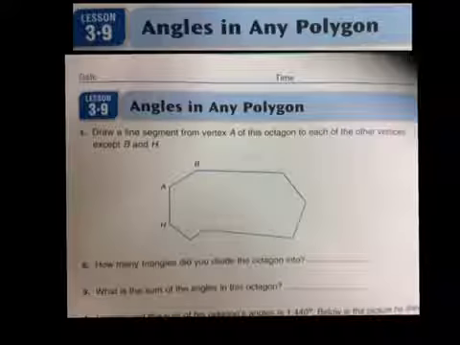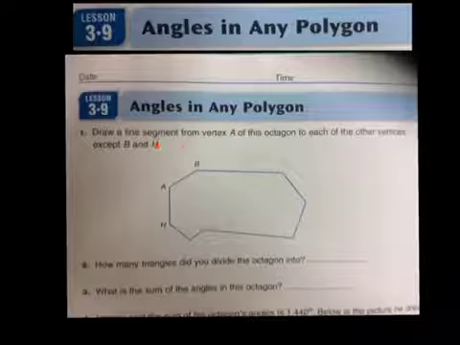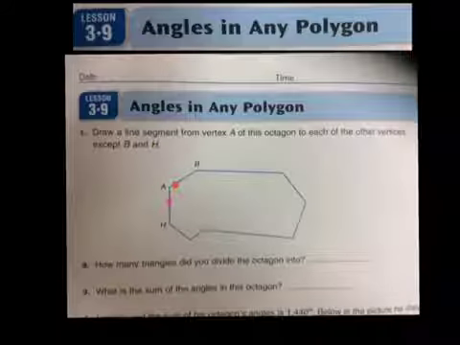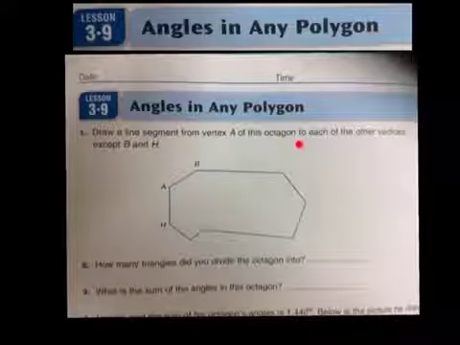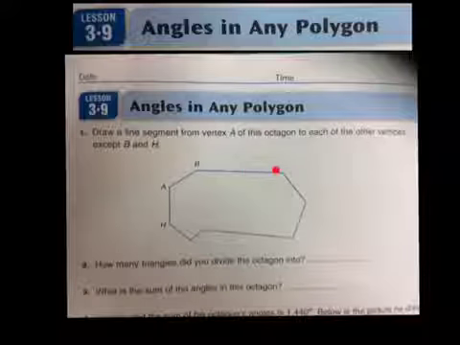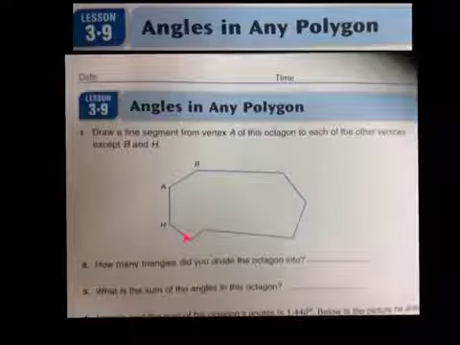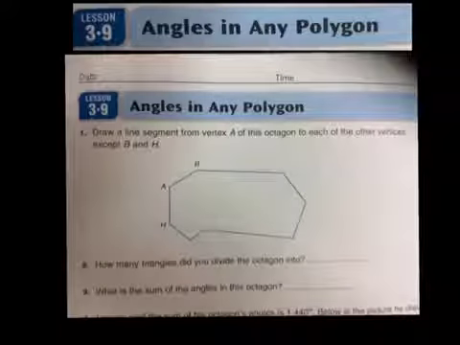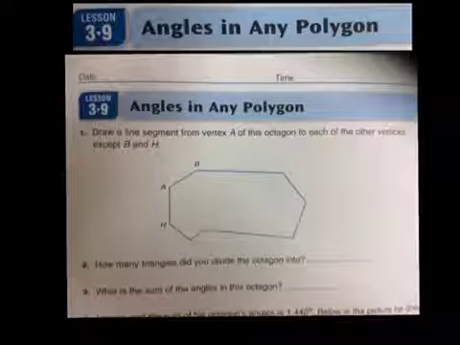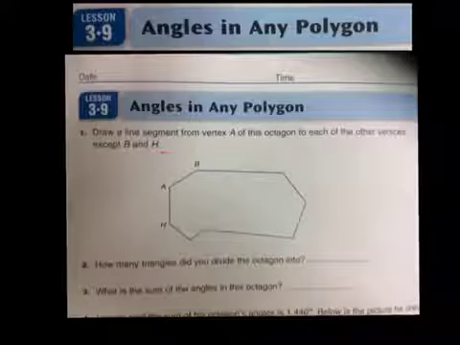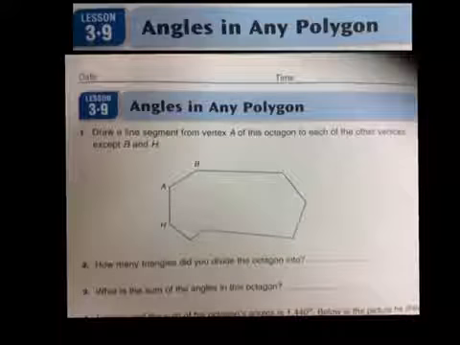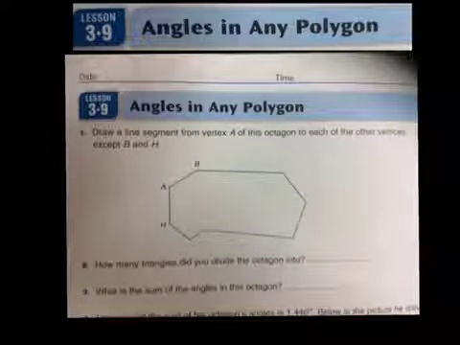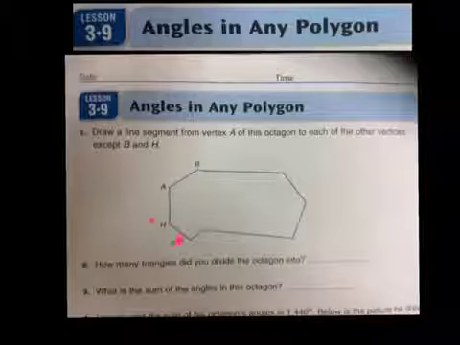For number 1, we are asked to draw line segments from vertex, the little corner, A, of this octagon, so octagon meaning 8: 1, 2, 3, 4, 5, 6, 7, 8. Okay, it's clearly an irregular polygon. And you're going to draw from vertex A of the octagon to each of the other vertices except B and H. So what they're asking us to do is to take our pencil and draw from A to all the other vertices except B and H.